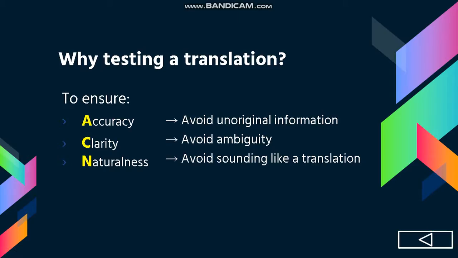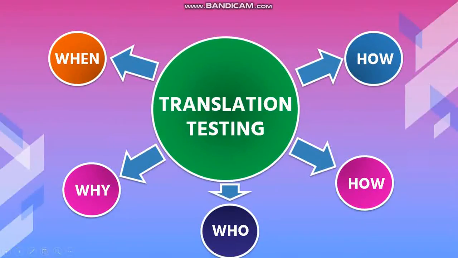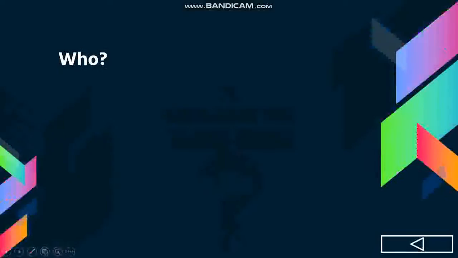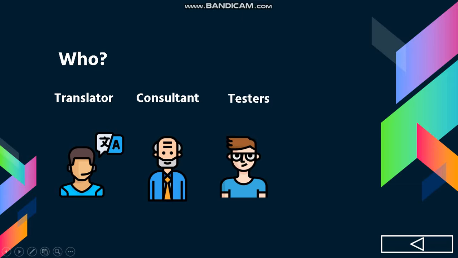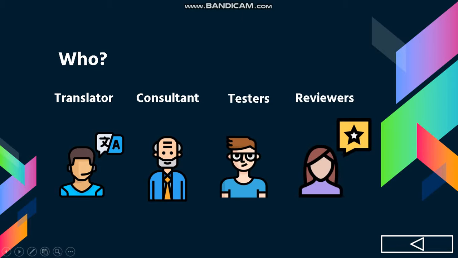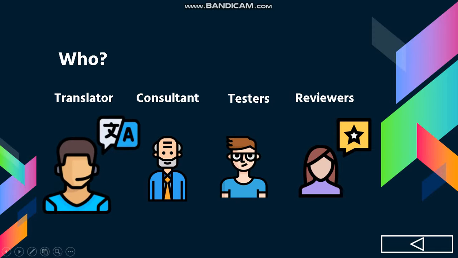The third question is, who is to test the translation? There are several persons who can test the translation, which are the translator, the consultant, the tester, and the reviewer. Each one of them is in charge of different types of testing. While the translator himself can do some style checks, comprehension checks, or naturalness checks, he can also ask various people to help him, like the consultant.